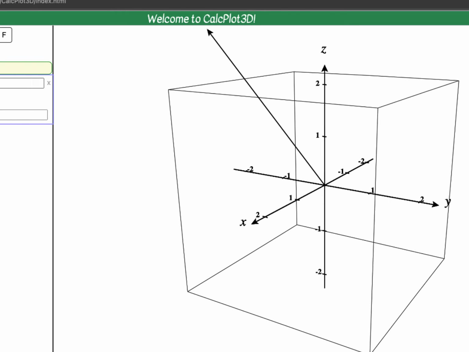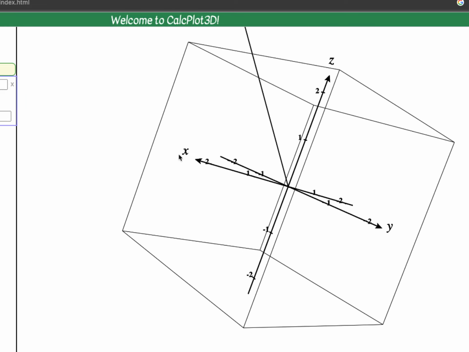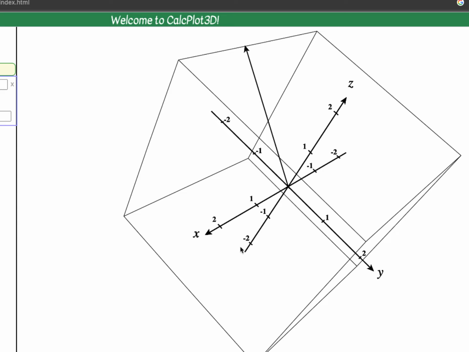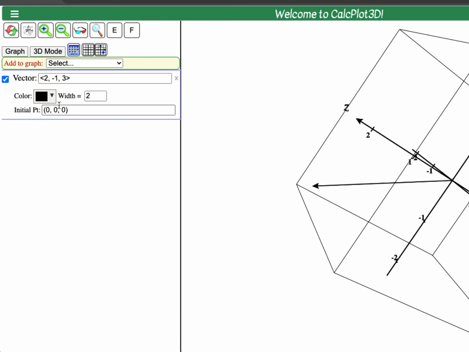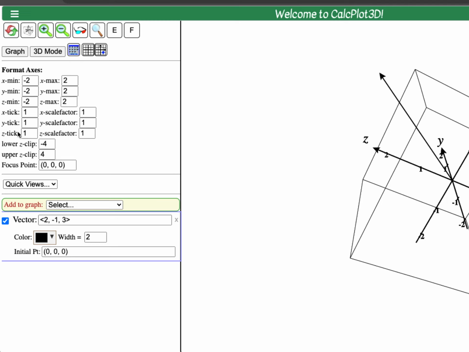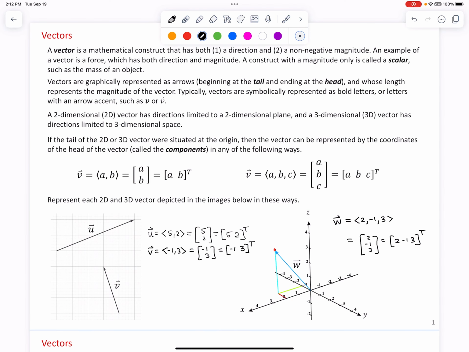And then I hit enter, and it makes such a vector that you can then rotate the imagery to see the vector from a variety of points of view. You can change its initial point if you like. You can change the width. You can change its color. And then these buttons give you ways to control the window in which you view the space and other viewing options. Okay, let's go to the next page.